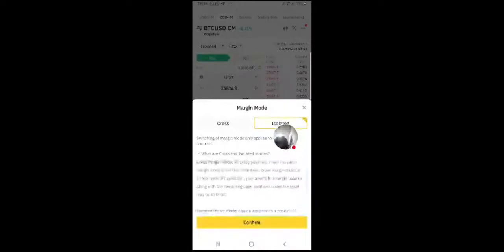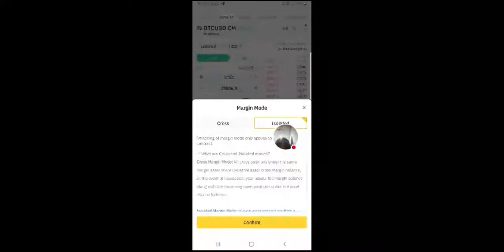Let me show you something. See the way they say what cross and isolated mode are. Cross margin mode: all cross positions under the same margin asset share the same asset cross margin balance. In the event of liquidation, your asset's full margin balance along with any remaining open positions under the asset may be forfeited.